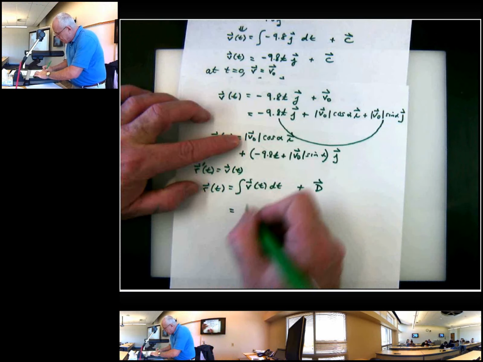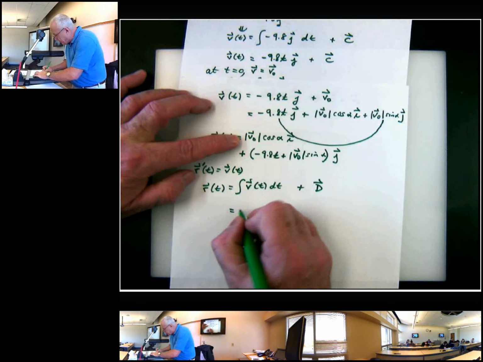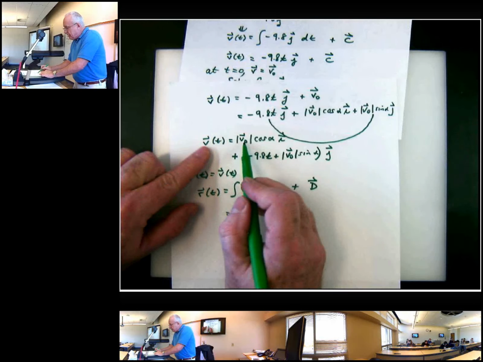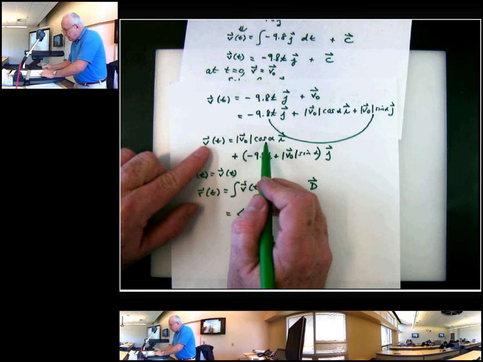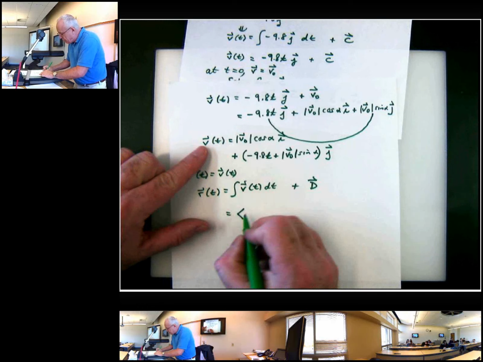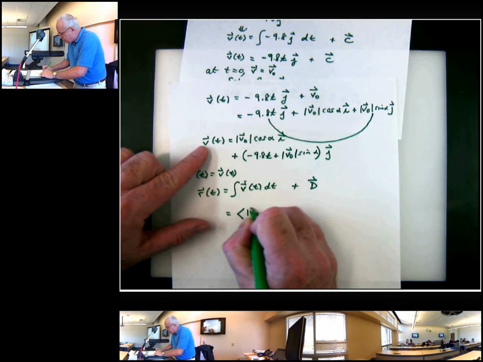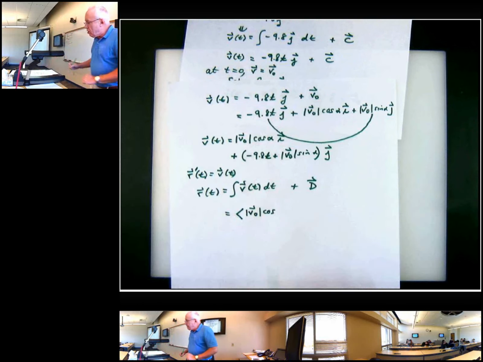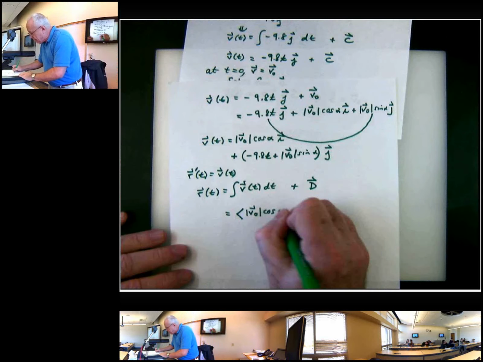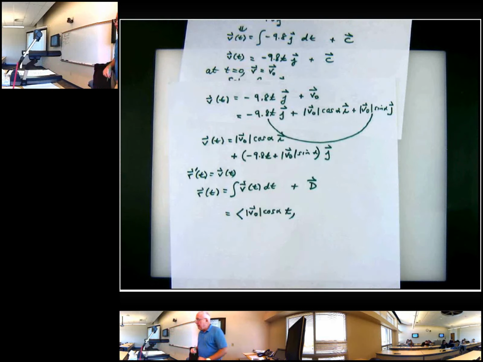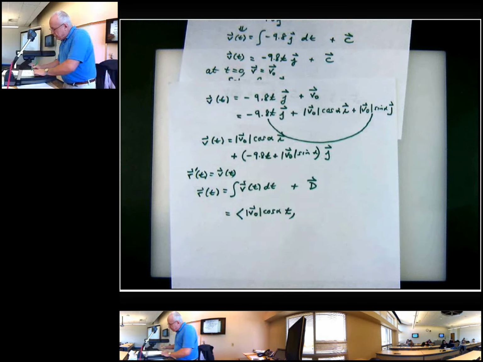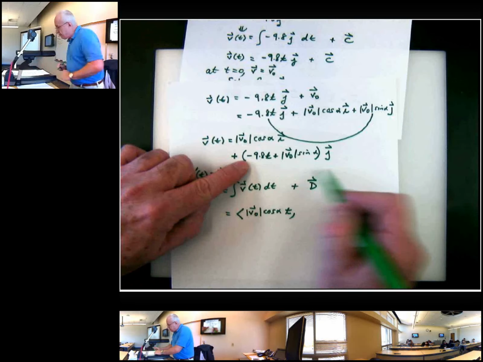For the i component, let me put it in angle bracket notation. Here's my i: speed times the cosine, there's no t. So if I'm going to do the antiderivative, all I do is tack on the t. So magnitude of v naught times the cosine of the angle times t. That's my i component. And then my j component, I do the antiderivative of my second.